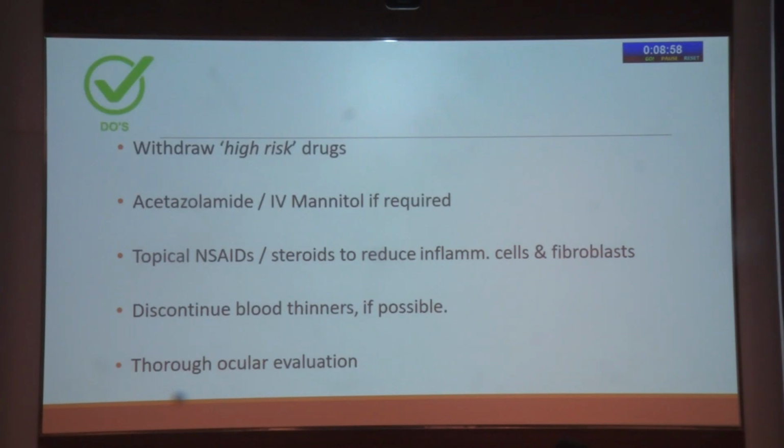Accordingly, we may need to withdraw certain high-risk drugs, and we know that they are mainly prostaglandin analogs, pilocarpine, and even the Rho kinase inhibitors have a questionable effect because of the significant amount of hyperemia they cause. While we are withdrawing the high-risk drugs, we need to keep in mind that the IOP should be as low as possible in the pre-op period, so we may have to substitute with acetazolamide or mannitol if required. If the surface inflammation is significant, we may need to add topical NSAIDs or steroids to reduce the inflammation and allow the ocular surface to regain its health.